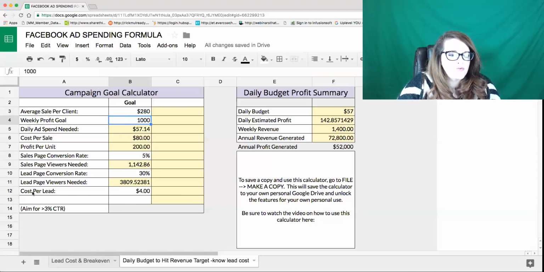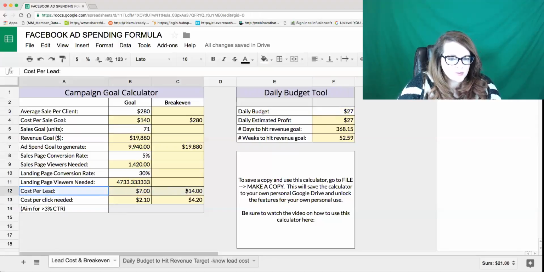So this is where you know your cost per lead. This one here, you don't know your cost per lead, and it's going to calculate out what you need to hit. So I hope that this all makes sense. Play around with the daily budget tool.